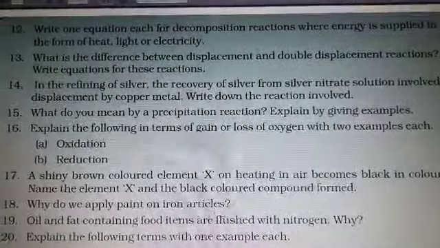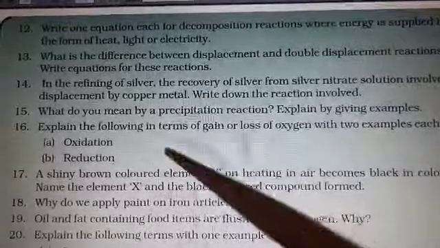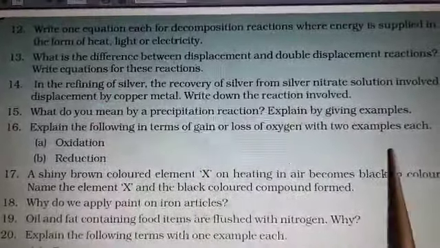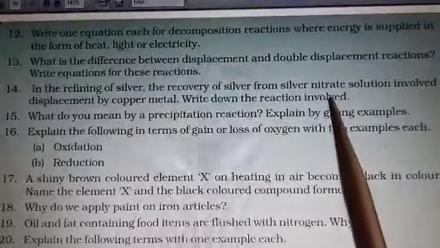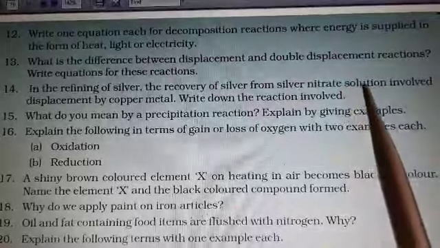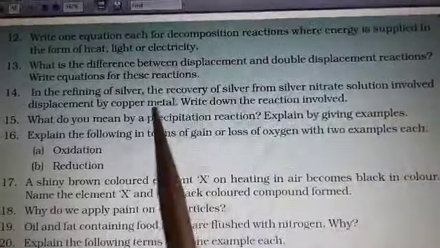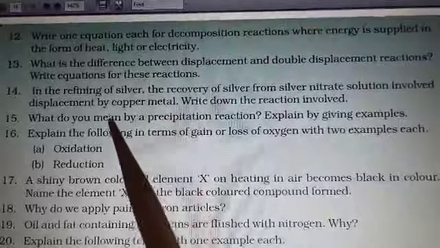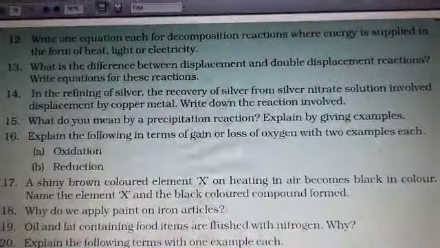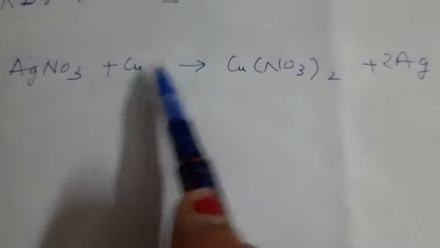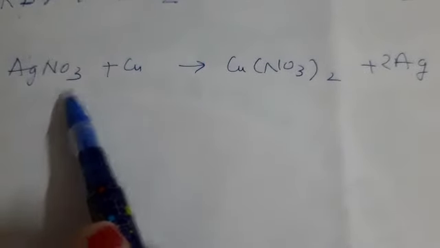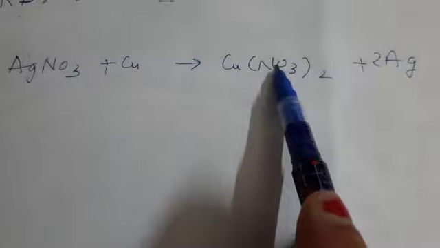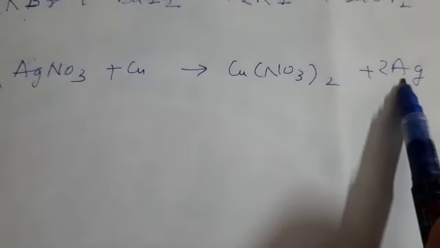So in refining of silver, it's clearly given here that silver is to be separated, right? Silver is to be separated, and what is used here? Silver nitrate. Silver nitrate solution involved displacement by copper. So reaction is given clearly here. So what you will do? Silver nitrate you will write, that is AgNO3. This will be the reaction AgNO3 plus Cu, silver nitrate plus copper, and copper is displacing silver. So AgNO3 plus copper gives copper nitrate, that is Cu(NO3)2 plus Ag.